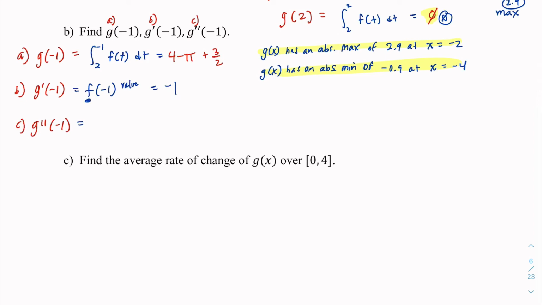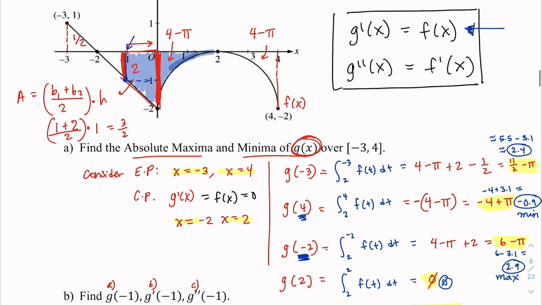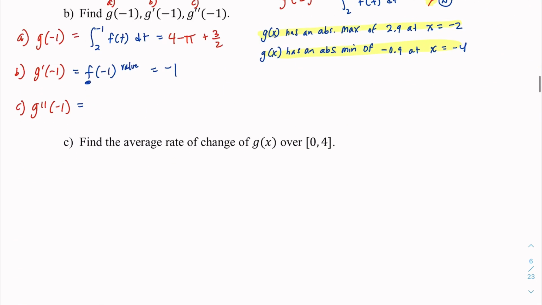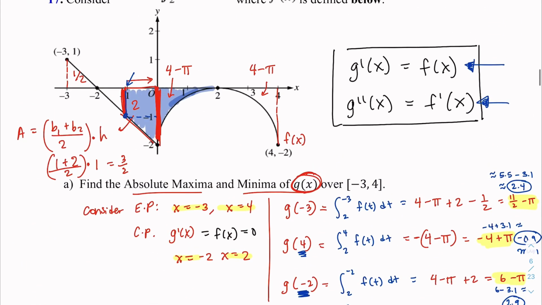And last one, g double prime of negative 1. Well, we know g double prime, based on our box, is just f prime. So we're interested in f prime of negative 1, which means we're interested in the slope of graph f at x equals negative 1. So let's go there and count some rise and run.